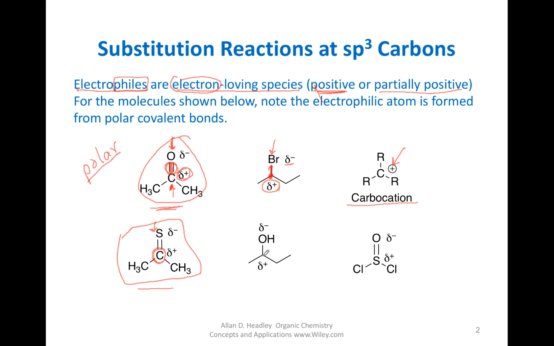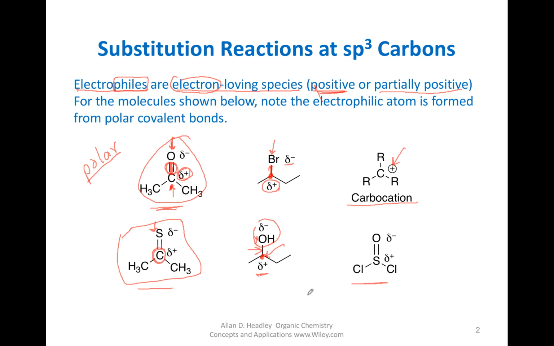Let's look at this one. This bond here is a polar covalent bond because this carbon is bonded to oxygen. Oxygen is very electronegative. So therefore this oxygen here is partially negative and this carbon is partially positive, making this carbon the electrophilic carbon. Same for this molecule.